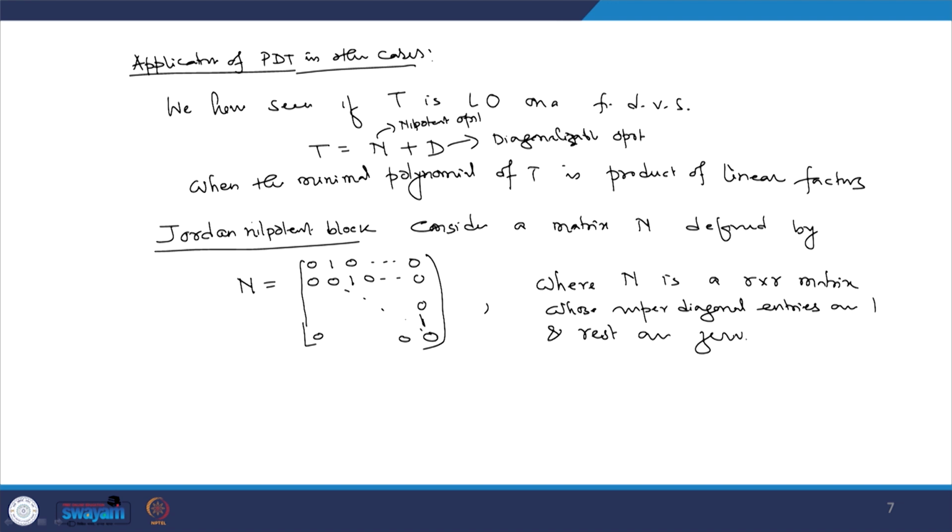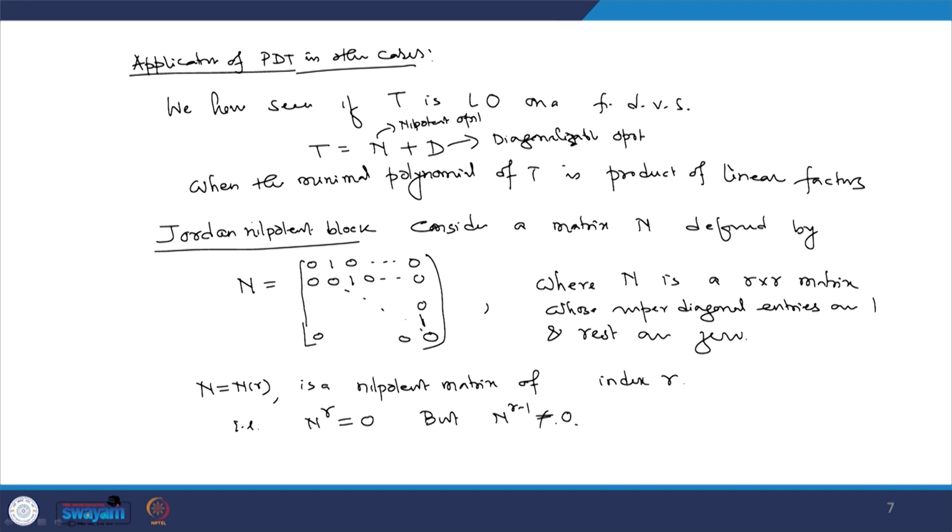So, we will see that this N, I am writing as N_r, is a nilpotent matrix of index r. That is, N to the power r equal to 0, but N to the power r minus 1 not equal to 0.